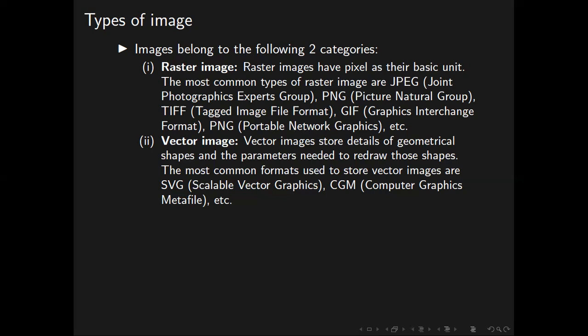We move on to the next question. What are the types of images? Raster images have pixels as their basic unit. The most common types of raster images are JPEG.